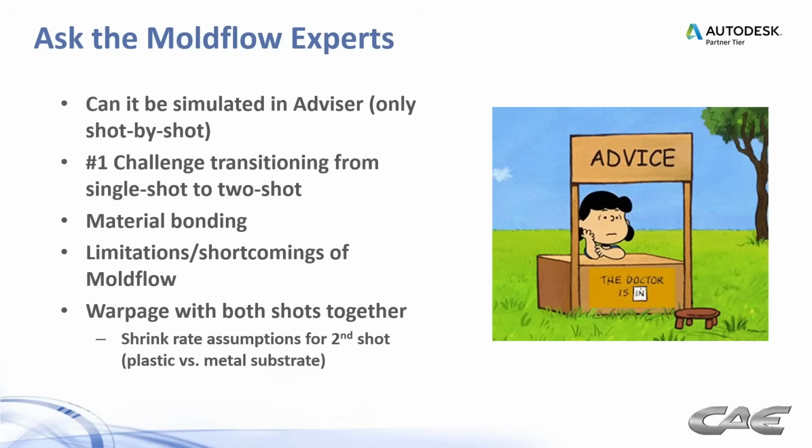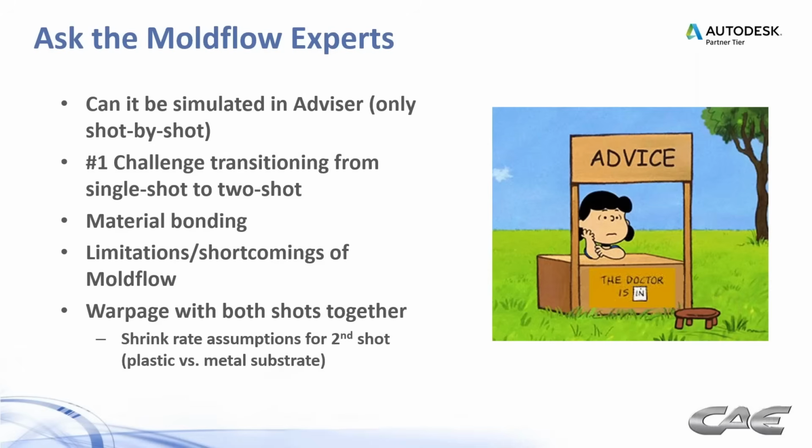One of the other questions was about shrink rate assumptions for the second shot, plastic versus a metal substrate. There are no shrink rate assumptions if we model things as a part insert. It's assumed to be the size it is, and it won't shrink if we mold over it. But when we do put parts together, if we're doing a 2-shot sequential overmold, or we're molding over a metal substrate, those things are accounted for. When it's plastic over plastic, we have the shrink rate of both materials involved to some degree.